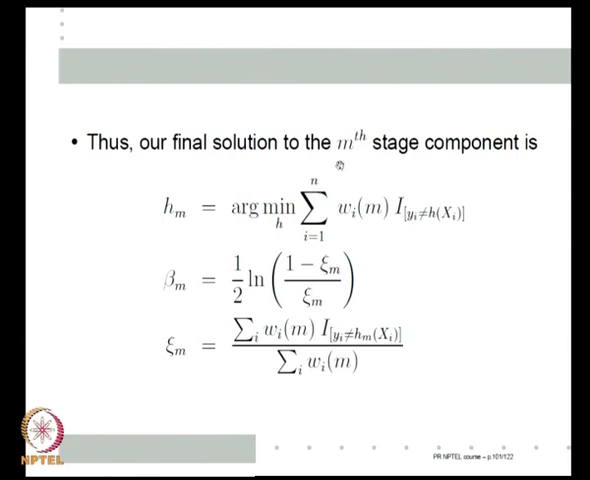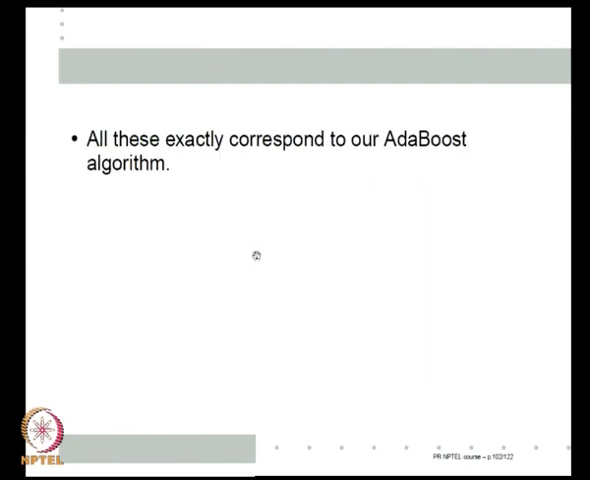At the mth stage, the component beta_m h_m is what we want to add. Basically, my final classifier is sign of beta_1 h_1 plus beta_2 h_2 plus beta_3 h_3 and so on. So, having learned up to m minus 1, I am learning the mth one. At the mth stage, the best h_m is one that minimizes the weighted error. Beta_m is half of ln (1 minus J_m) by J_m, where J_m is given by this. This exactly corresponds to the AdaBoost algorithm.